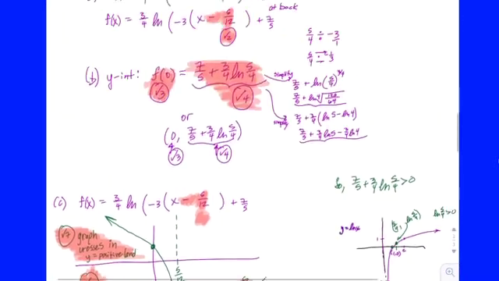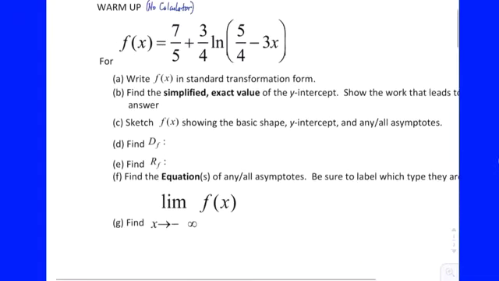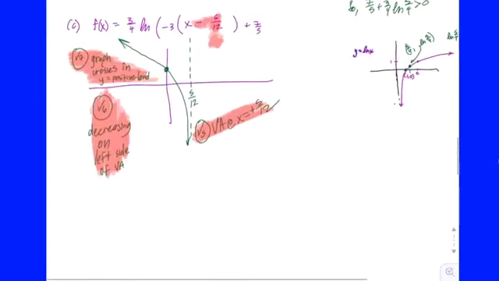Okay, so that takes care of the graph. Now, the domain, D, find the domain. What's the domain?